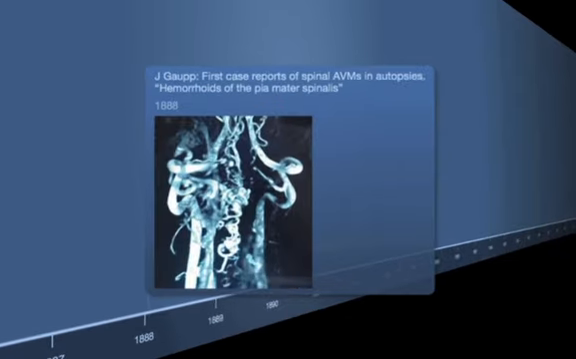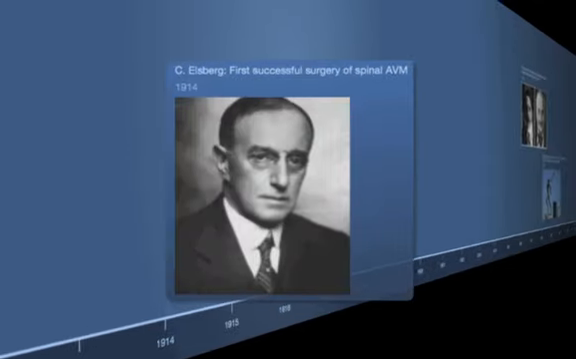However, the understanding of what was wrong when somebody had vascular abnormalities of the cord has not been that clear. At the end of the 19th century, Gaupp and some other German pathologists described the first cases of autopsies finding these dilated vascular structures in the spinal cord that they called hemorrhoids of the pia mater. And it was not very clear if those were arteries, veins, how those things happen. And the treatment of them also was quite misunderstood.